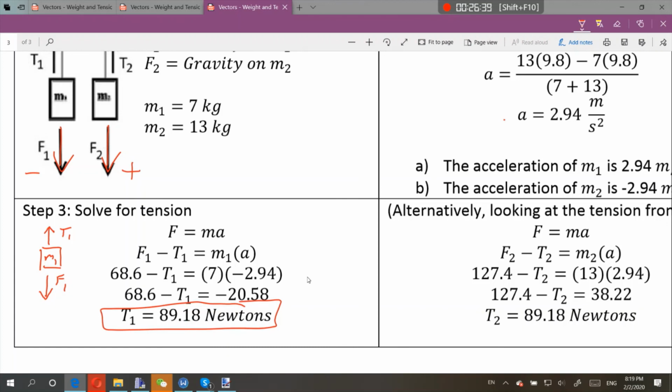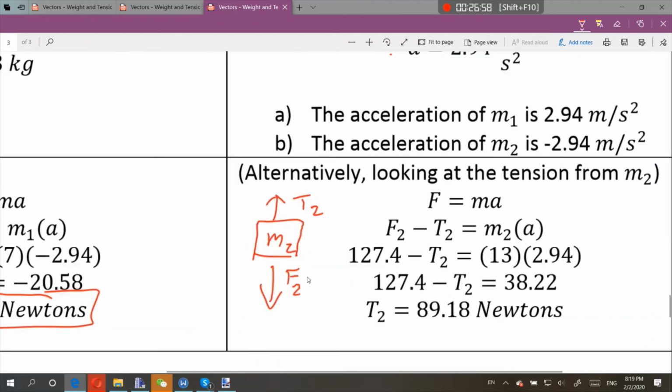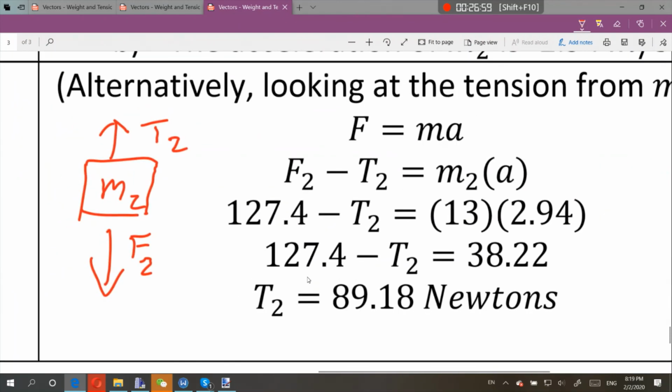Okay, if I had looked at block 2 instead, we would end up getting the same answer. So here's the same thing for block 2. Has some force of gravity pulling down and some force of tension pulling up. So I'm going to subscript this F2 to match my picture up there, and T2. Okay, so if I do that, then our equation would look like this.